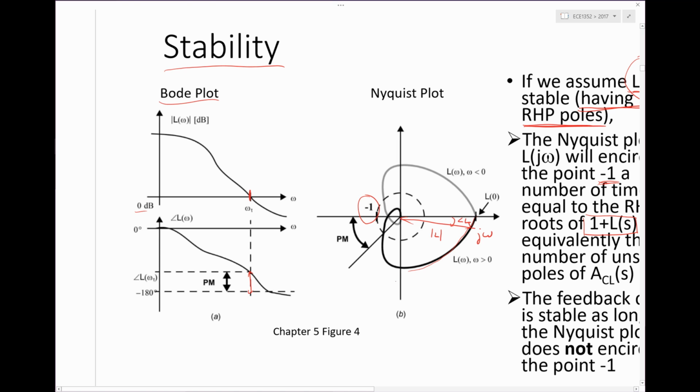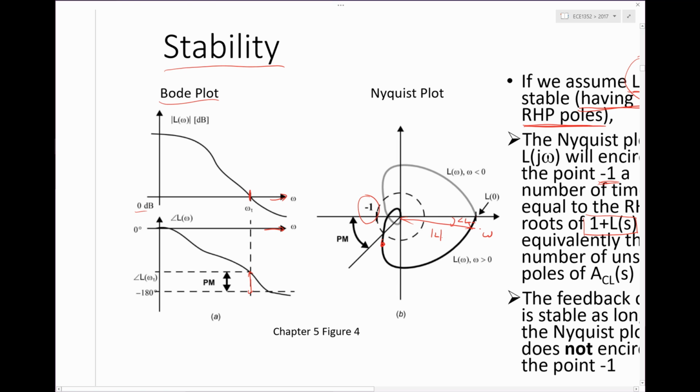What's not captured on this plot, though it's kind of nice because it shows us the magnitude and the phase responses simultaneously, is what value of omega is required to sweep along here. We don't know what value of omega corresponds to this point versus this point. It's not captured in this plot. The Bode plot tells us that; it shows those two plotted separately versus frequency. But the Nyquist plot does tell us whether at any point in frequency it encircles the point -1. And we want it not to do so in order to be stable.